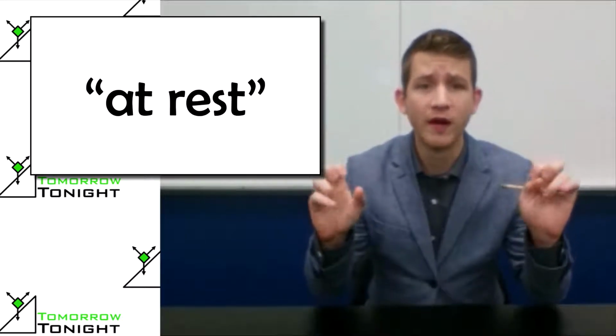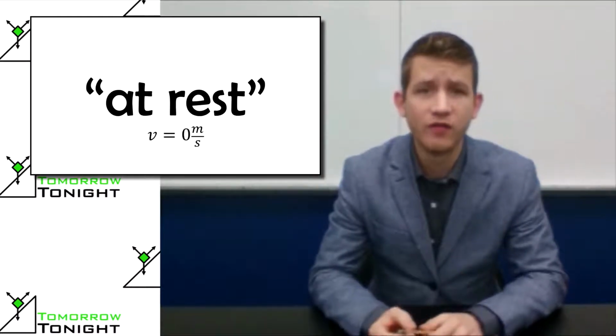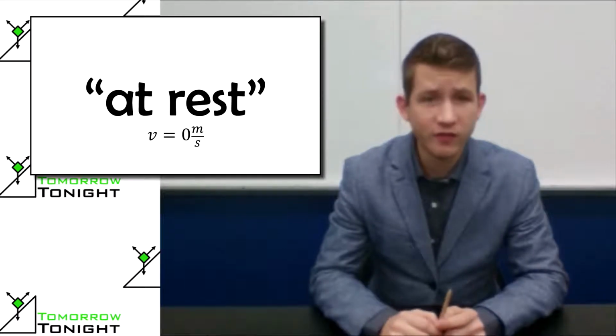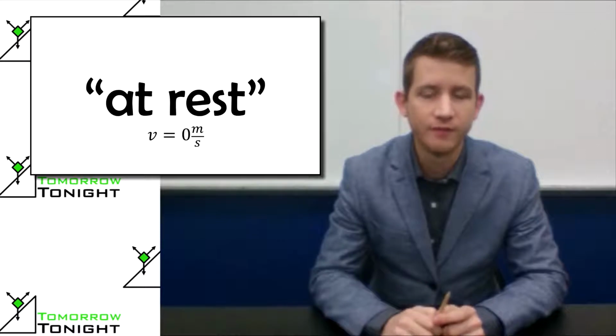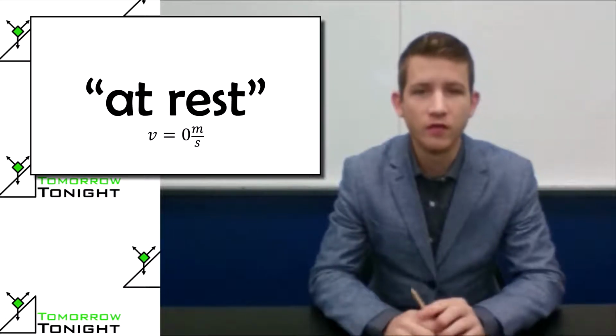Something at rest is not moving, meaning it has a velocity of 0 meters per second. Therefore, if an object starts at rest, you know its initial velocity is 0 meters per second. By contrast, if an object ends at rest, you know its final velocity is 0 meters per second.